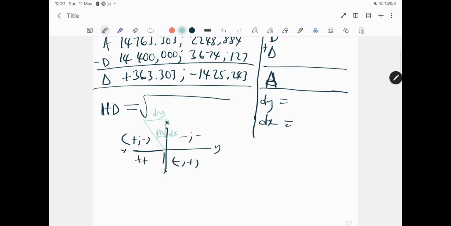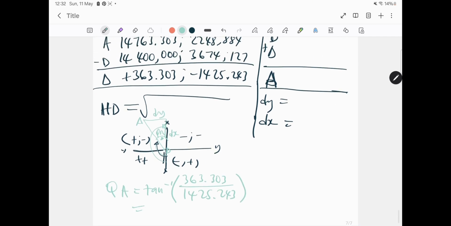After finding your quadrant angle, to get the bearing of DA, you'll have to say the whole 180 minus this angle to get this bearing. So our QA in this case is going to be equal to tan inverse. We ignore the signs like I said. The y 363,303 over 1425,243.